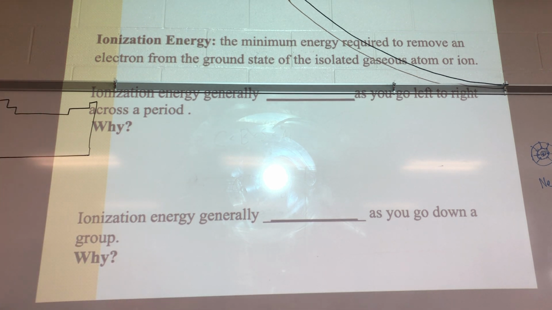So let's have you make a prediction. As I go from the left side of the table to the right side of the table, do you think ionization energy increases or decreases? So think in your head for a second. You can write it down if you want. Turn to your table buddy and tell them what you think. Ready, set, go.